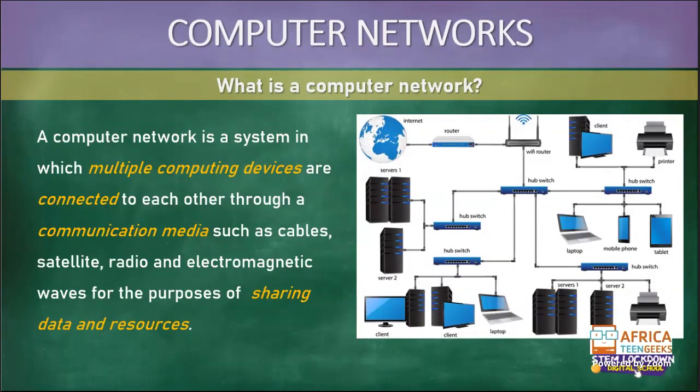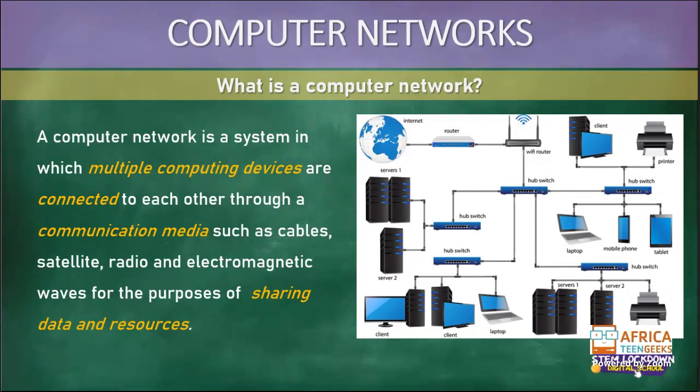And then connected to each other through a communication medium. How they are connected. Is it wireless? Is it through cables? And then for what purpose? For sharing data and resources. So you see, there is a diagram that you see. We have mobile devices, printers, and then we have routers, and then we have servers, and we have also workstations connected through, this one is through a wired networking system. And then some of these also can be connected wirelessly.